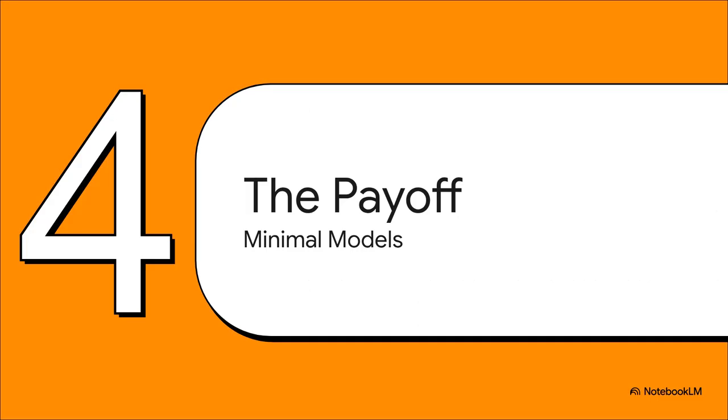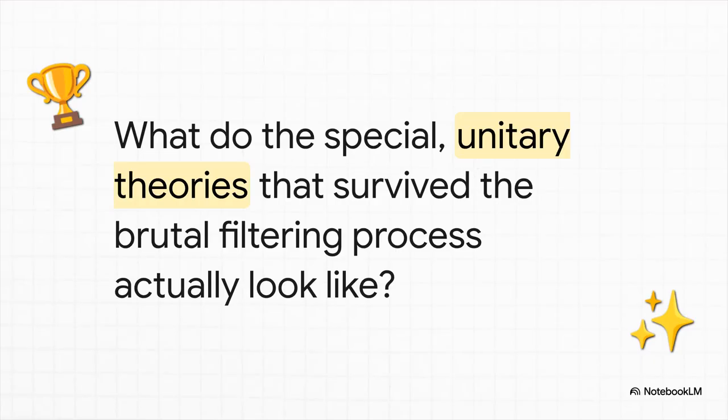All right, so we've got these two incredibly powerful methods. One filters out the unphysical theories, the other demands perfect consistency. We've massively narrowed down the possibilities. So, what's the payoff? What do the theories that actually survive this brutal gauntlet look like? After all that hard work, all that math, what are these special, unitary, self-consistent theories that made it through the filter? What do they actually describe?